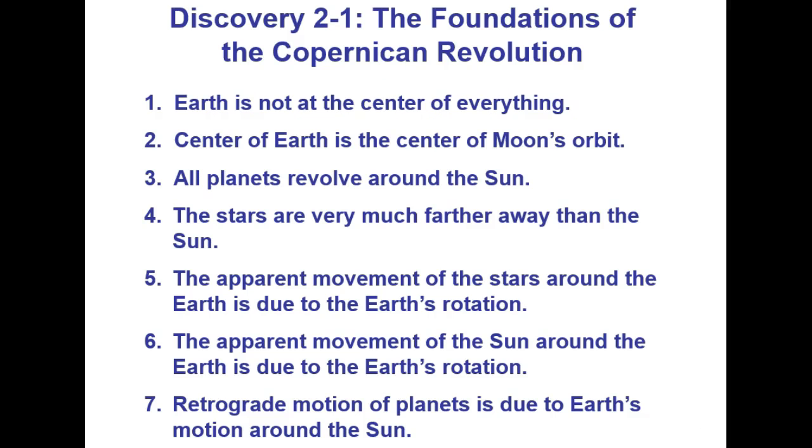The foundations of the Copernican revolution. Earth is not at the center of everything. The center of Earth is the center of Moon's orbit. All planets revolve around the Sun. The stars are very much farther away than the Sun. The apparent movement of the stars around the Earth is due to the Earth's rotation. The apparent movement of the Sun around the Earth is due to the Earth's rotation. Retrograde motion of planets is due to the Earth's motion around the Sun.